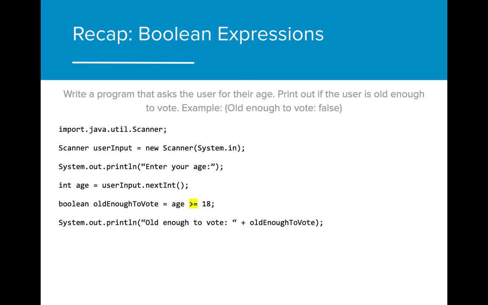We used this concept to help us write a program that evaluated whether or not a user was old enough to vote. If the user was the voting age or higher, the Boolean oldEnoughToVote evaluated to true, and false otherwise. We then printed that value into the console.